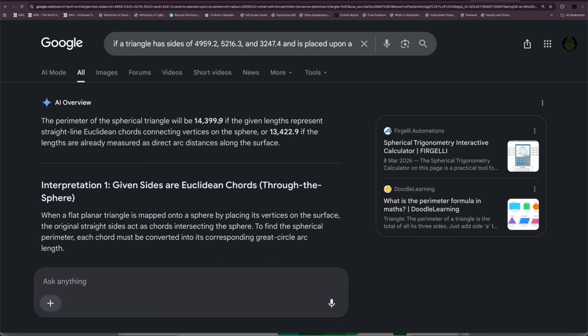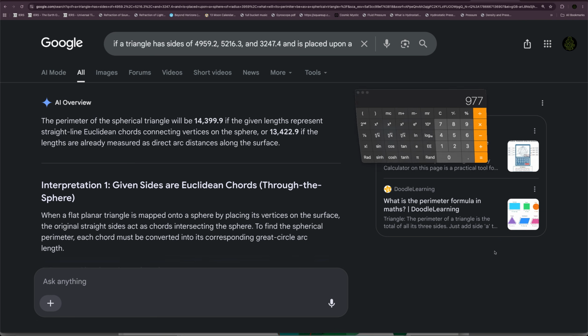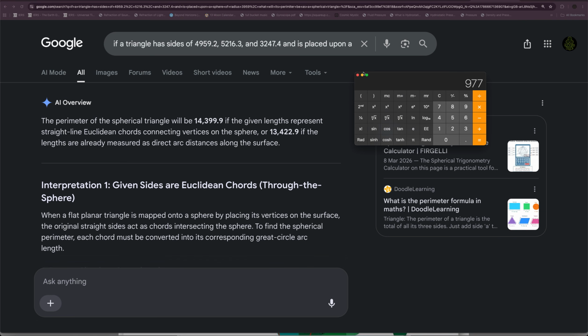That's what it will be as a spherical triangle. A claimed spherical triangle. It will be an increase in the perimeter size. So I subtracted one from the other, and when you subtract one from the other, there's 977 miles.